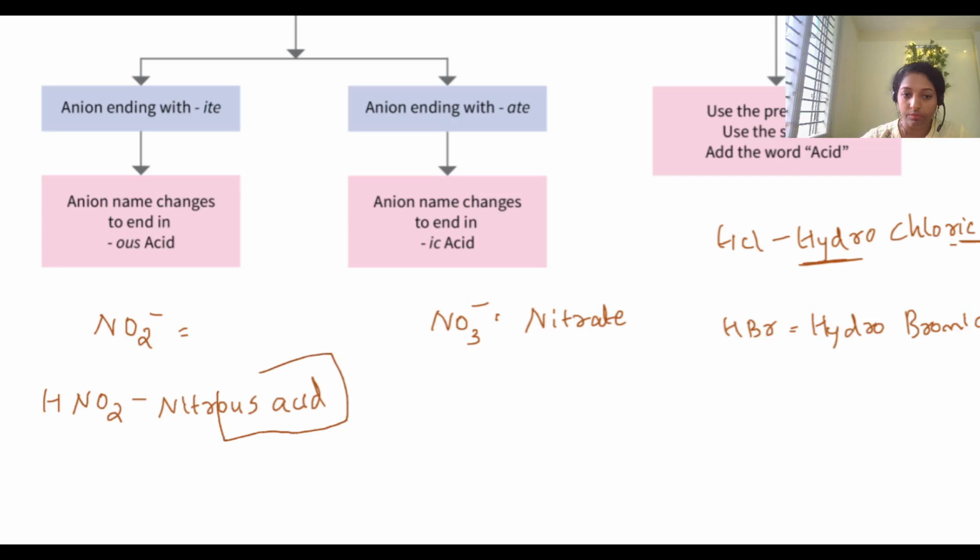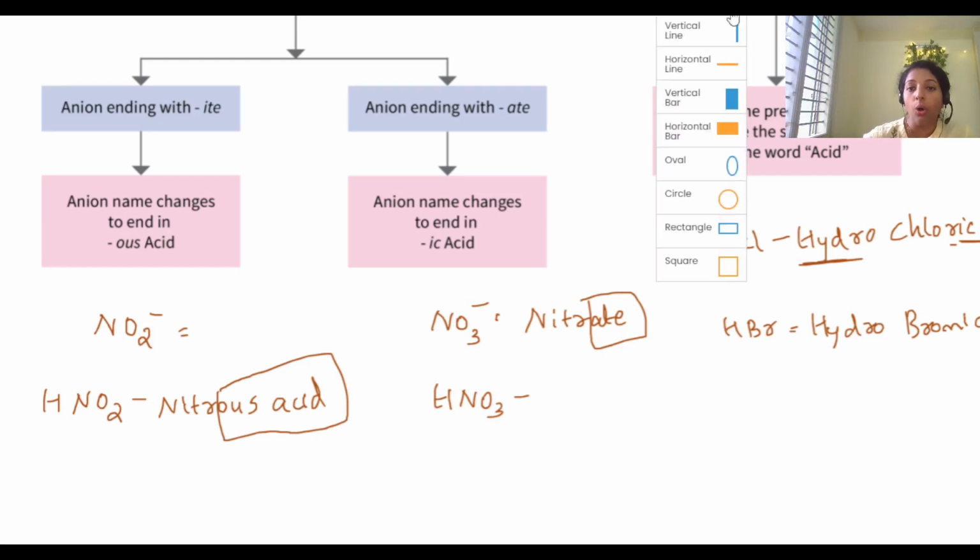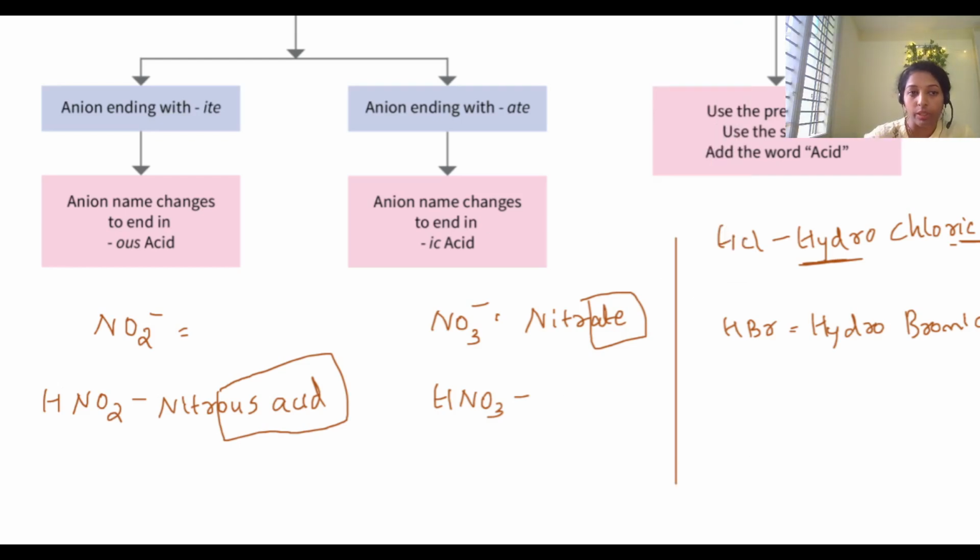And if the oxyanion ends with ate, nitrate, then what should the acid be? HNO3 is the acid. But again, no hydro term. So HNO3, from nitrate, is nitric acid. Okay, nitric acid. Clear? That's the rule. That's how we need to write the acid name.